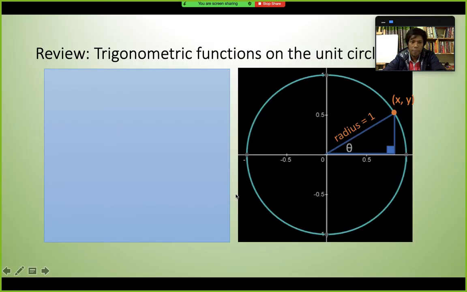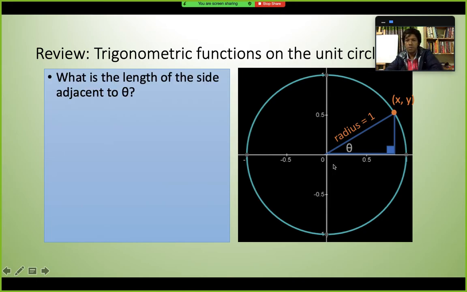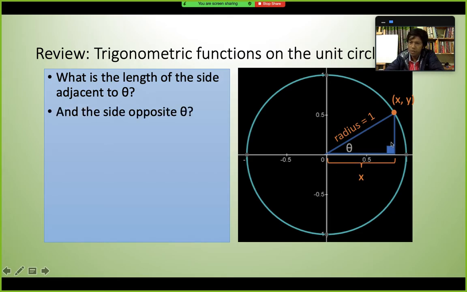So let's begin. This is a review. We already discussed this slide in our previous lesson, in lesson 1. We are just giving this because they are interrelated. First of all, just to review, the length of the side adjacent to theta, what is the value? So this x is the adjacent side, this is the theta. If the theta is given, x is the adjacent side, you already know that.